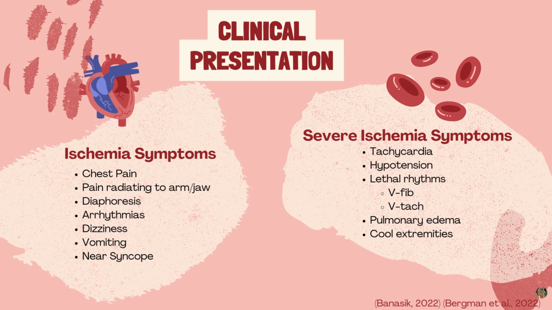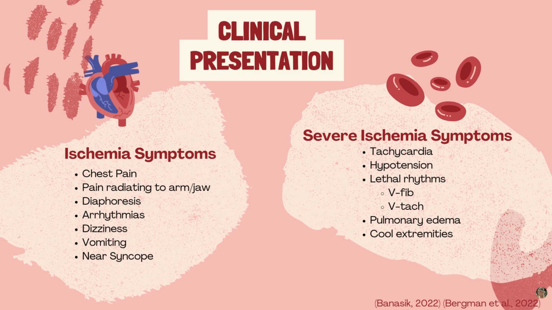So, typical ischemia symptoms are that chest pain that we think of, that crushing, it radiates into the arm, the jaw, the back. Patients will be diaphoretic. They'll have arrhythmias. They'll feel dizzy, want to vomit, nauseous, and almost feel like they're going to be passing out.